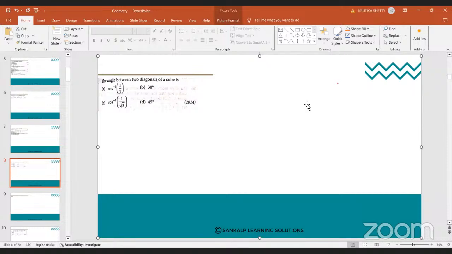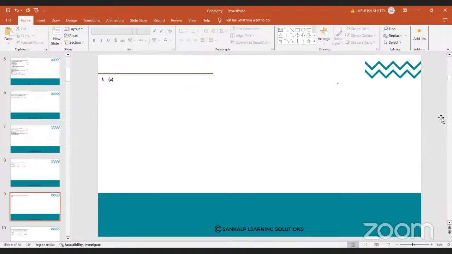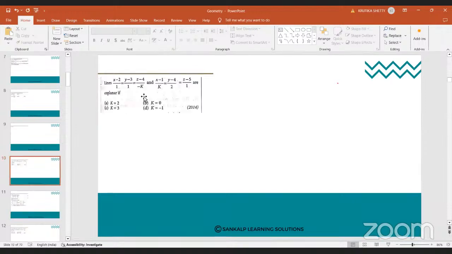Next, pay attention. Next example, example number 5. If the two lines are coplanar, we need to calculate the value of k. Equations of two lines are given. We need to check whether they are coplanar. For coplanar lines, there is a condition.